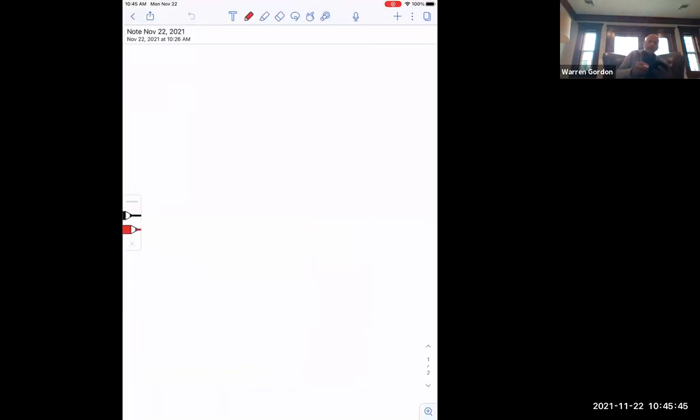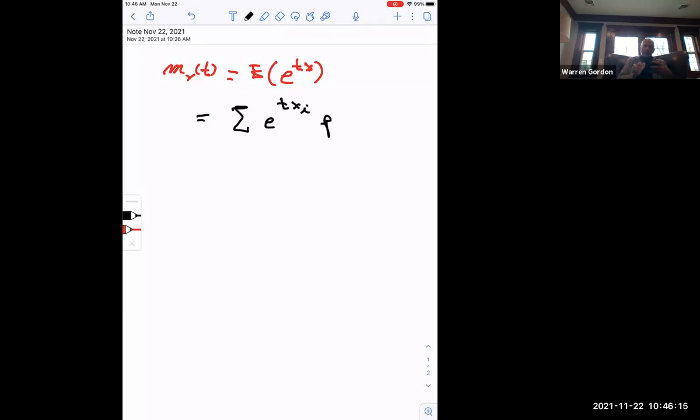Okay, so I want to backtrack a little bit to the moment generating function, which was defined to be the expected value of e to the tX, which is kind of a weird kind of thing. And in fact, let me switch to black. We showed that in the discrete case, this is just equal to the sum of e to the t x_i times the corresponding probabilities. And the moment generating function generated all moments.